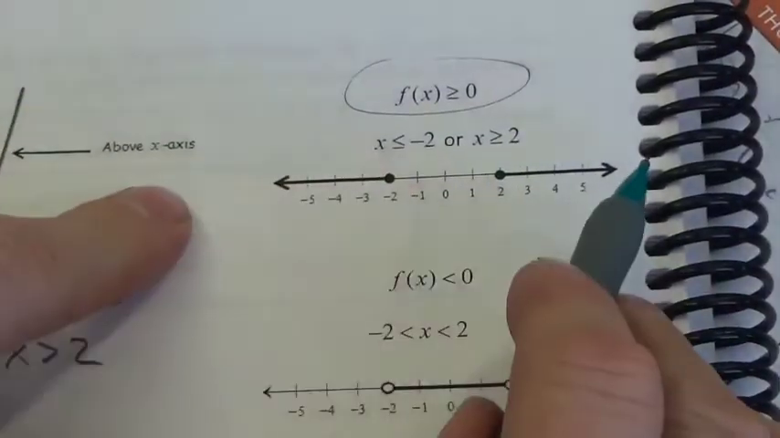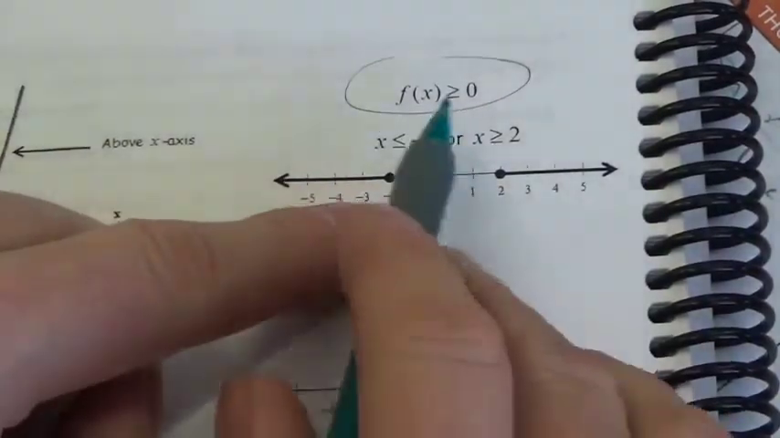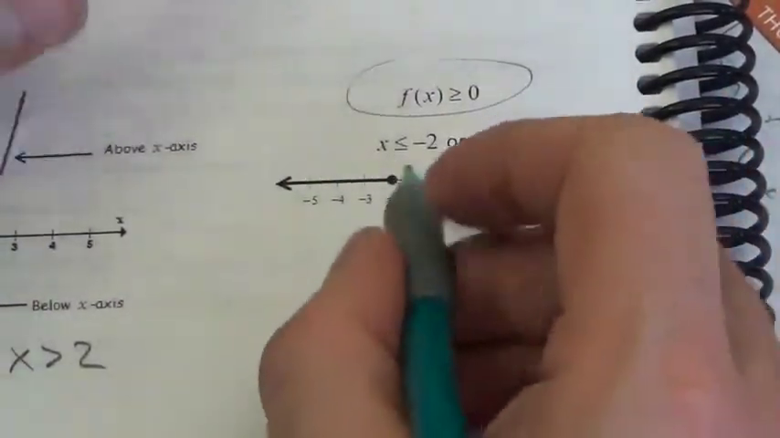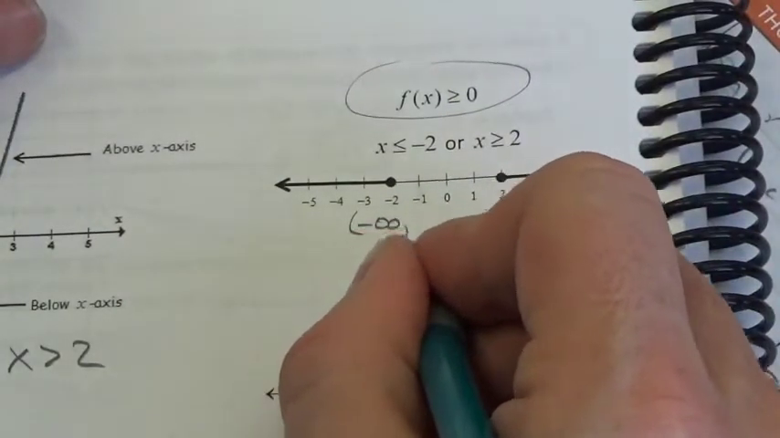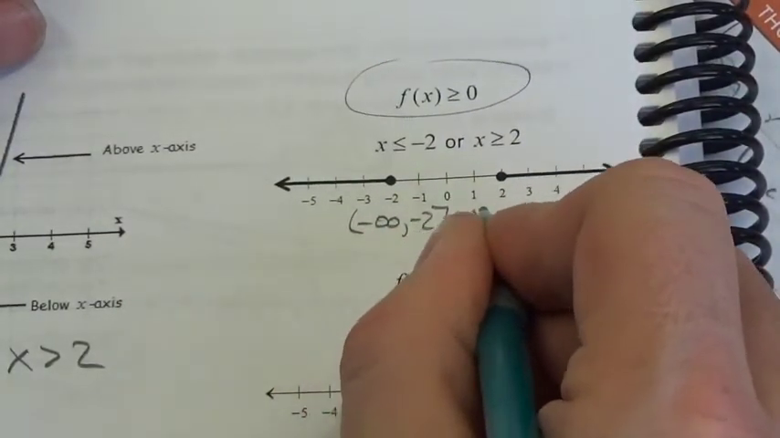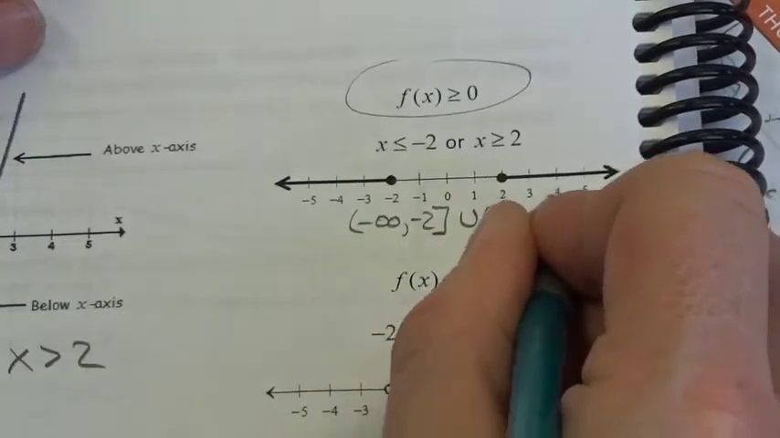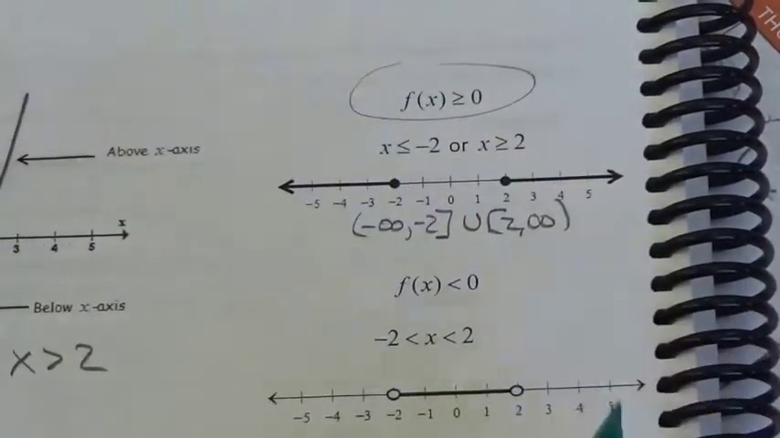So if I go out, the result is greater than 0. So that's why my answer looks like this. Or if you want to write it in interval notation, negative infinity up to negative 2, and then 2 out to infinity with square brackets on the negative 2 and 2.